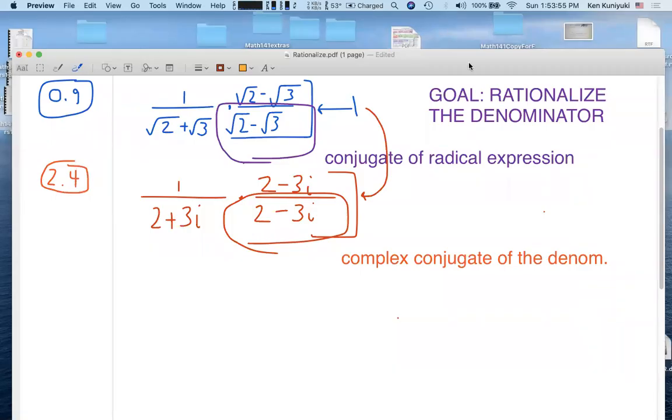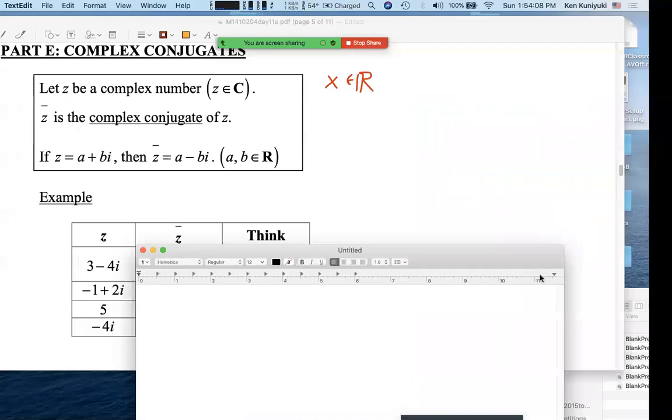Hi everyone, we've been talking about how to make denominators nice, whether it's by taking the conjugate of a radical expression or the complex conjugate of an imaginary expression. Let's talk about how complex conjugates help us.